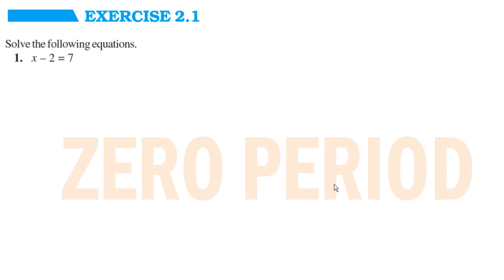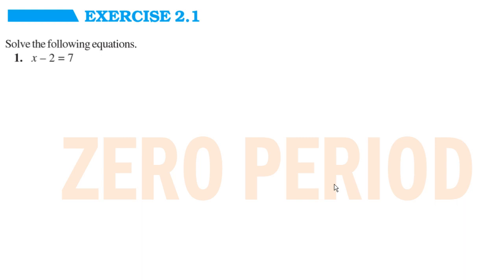The chapter is linear equation in one variable. We have already discussed two exercises of word problems, 2.4 and I think 2.2. In the second module I provided the solutions of those questions from that exercise. Right now I am going to start some easy questions from exercise 2.1 and other exercises. Without wasting any time, I am just going to start the first question from exercise 2.1.